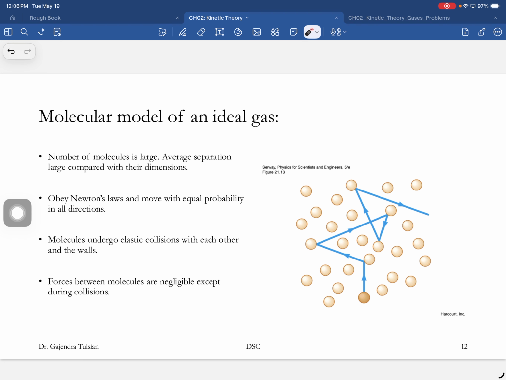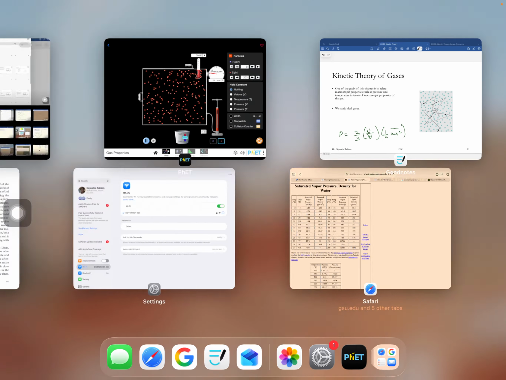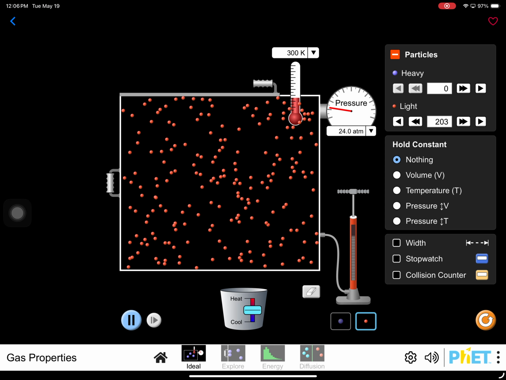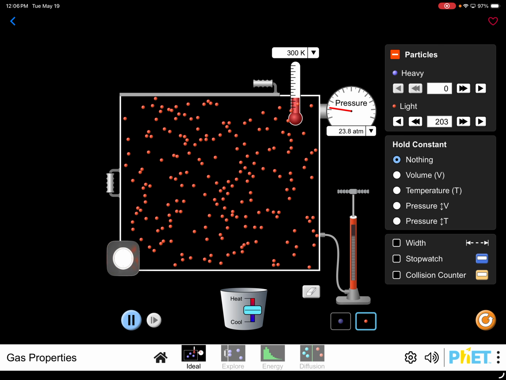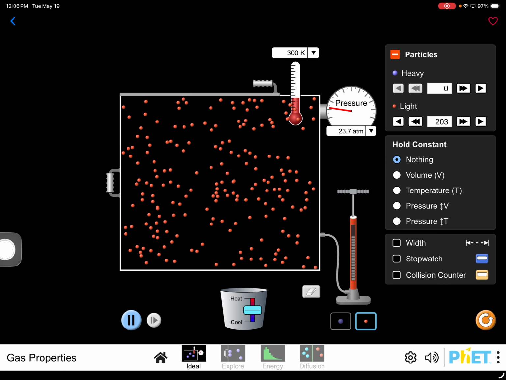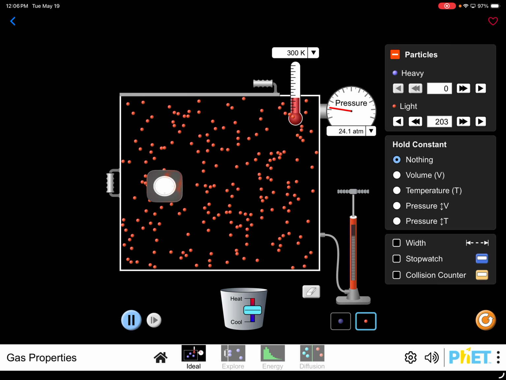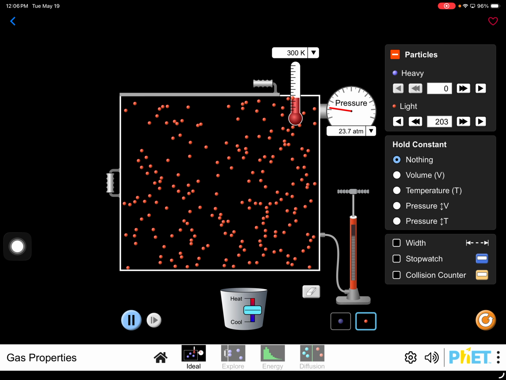For the equation you just had up there, what does the line over it mean? That means average. So see in this simulation, are all the molecules moving at the same speed? All different. They all have different kinetic energy. So when you put the line, you're taking the average kinetic energy of all of them.